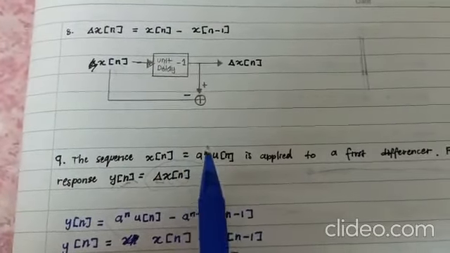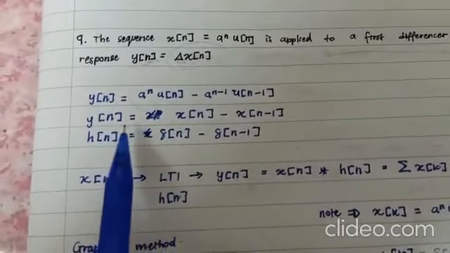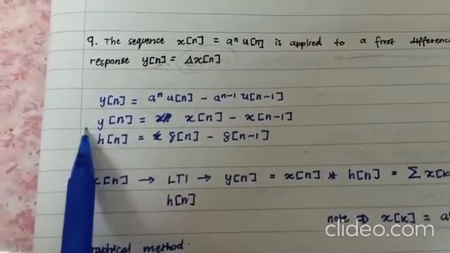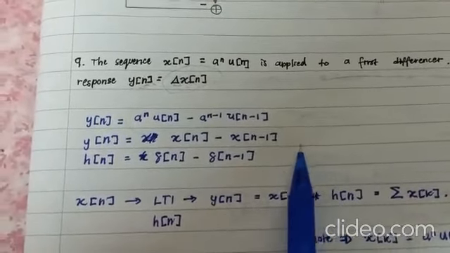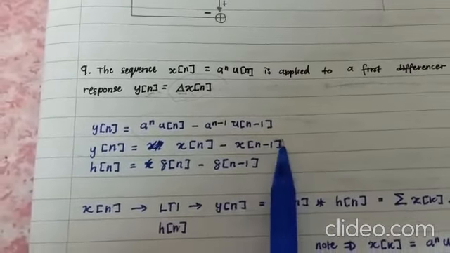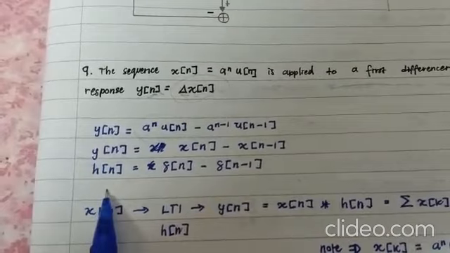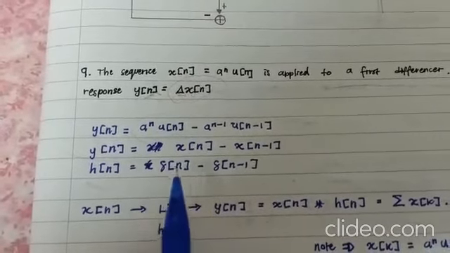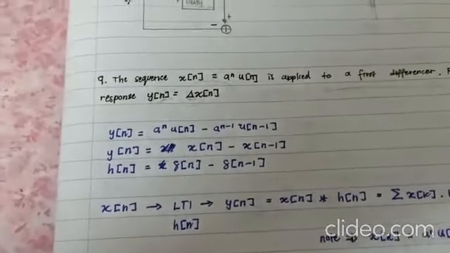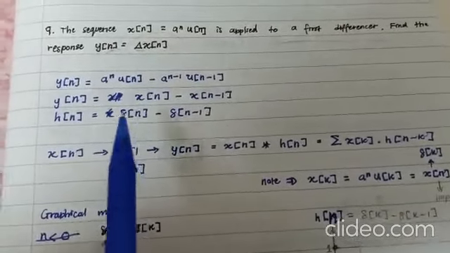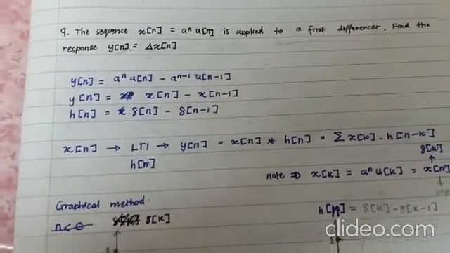So the differentiator is actually equal to xn minus xn minus 1. So we can write here yn is equal to xn minus xn minus 1. From here we can make it an impulse response, which is hn equal to delta n minus delta n minus 1. So how do we get the response? We need to use convolution. To use convolution, we will need this impulse response, which is hn.